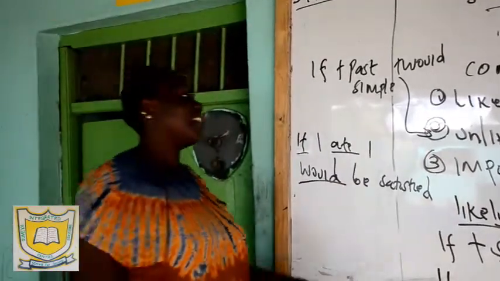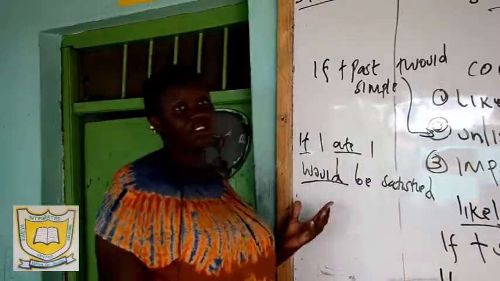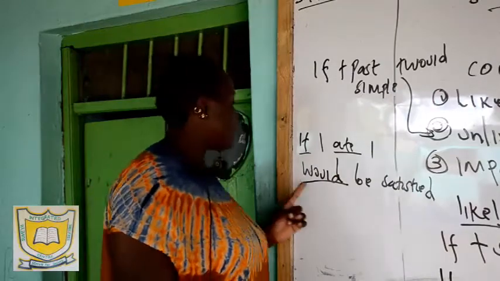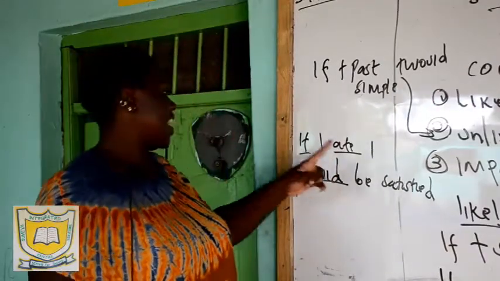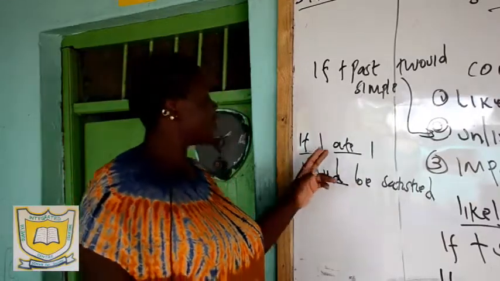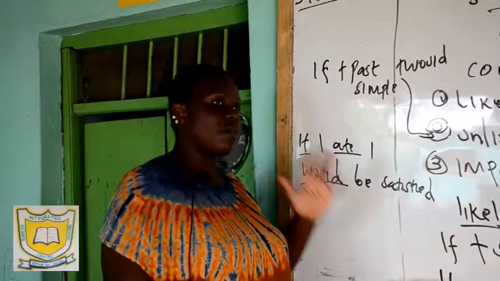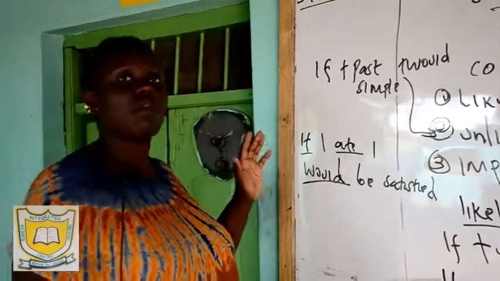And this comes in the exam, especially if they tell you to continue. Sometimes they can set these questions in 2 different ways. They want you to give a sentence that means the same, or they want you to give a continuation of that sentence. So if I say, if I ate, I will be satisfied. The moment you see ate, or the moment you see the past tense, you know it is the unlikely condition, also called the improbable condition.